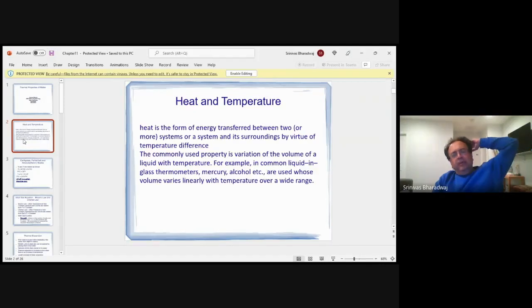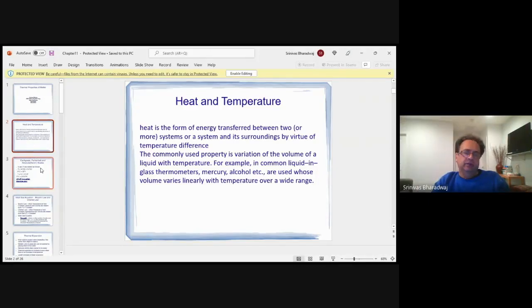So how do you measure temperature? You measure temperature by placing something in contact with something that's hot, particularly a liquid, and the liquid will expand based on its temperature. Lower the temperature, smaller the liquid volume. Higher the temperature, higher the volume. So based on that volume, you get a measure of temperature.